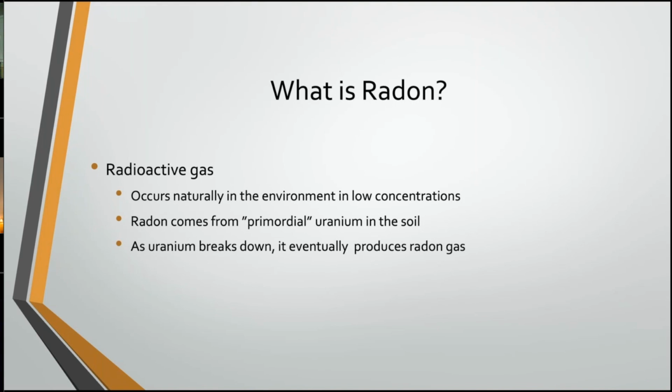Radon is what we're going to call a somewhat or mildly radioactive gas, and it occurs naturally in our environment in low concentrations. There is always a little bit of radon floating around in the air here around us, especially in central Indiana. And it actually comes from what's called primordial uranium in the soil. So basically, uranium that has been around for millions and millions of years. That's the source for radon. As that uranium breaks down, it eventually produces radon gas.